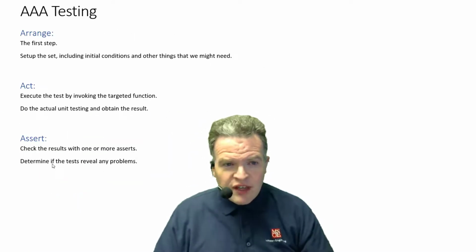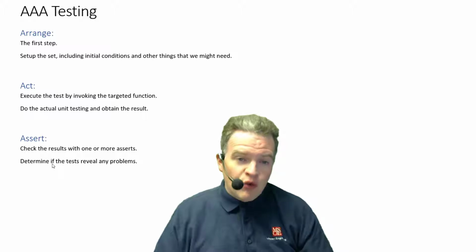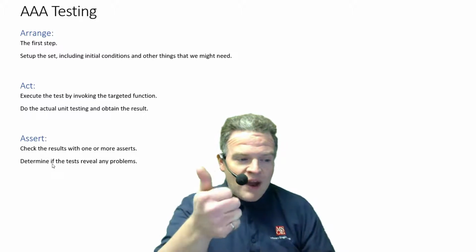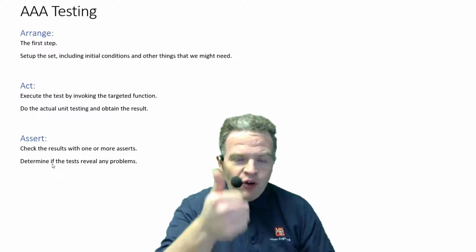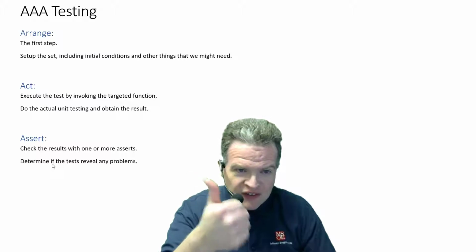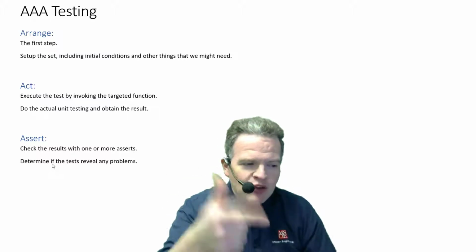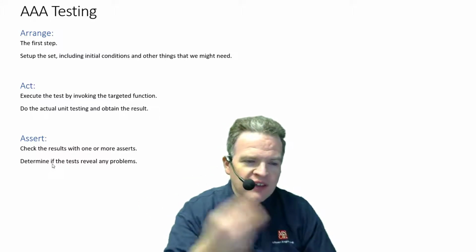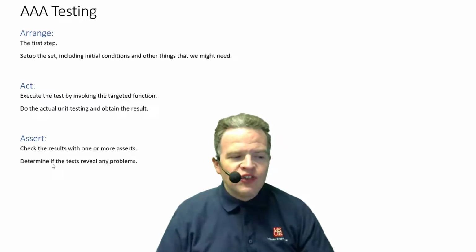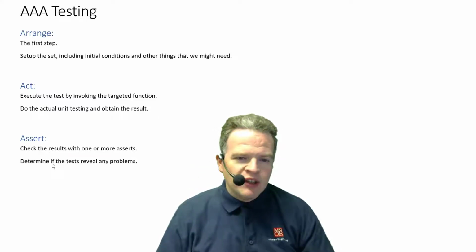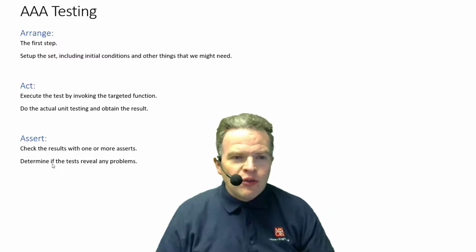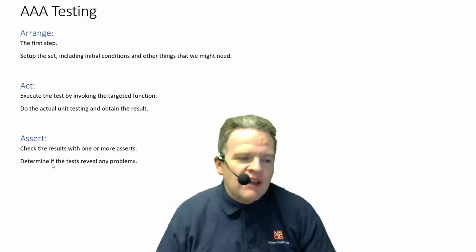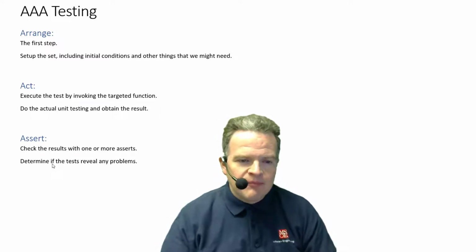Expressed slightly differently, we can talk about this as AAA testing, where we start by arranging our tests, or arranging our initial conditions, the setup. We act upon that by doing something with the class that we're going to test, and then we assert that the results have actually turned out to be what we want them to be. So those are the three steps in this AAA format for testing.